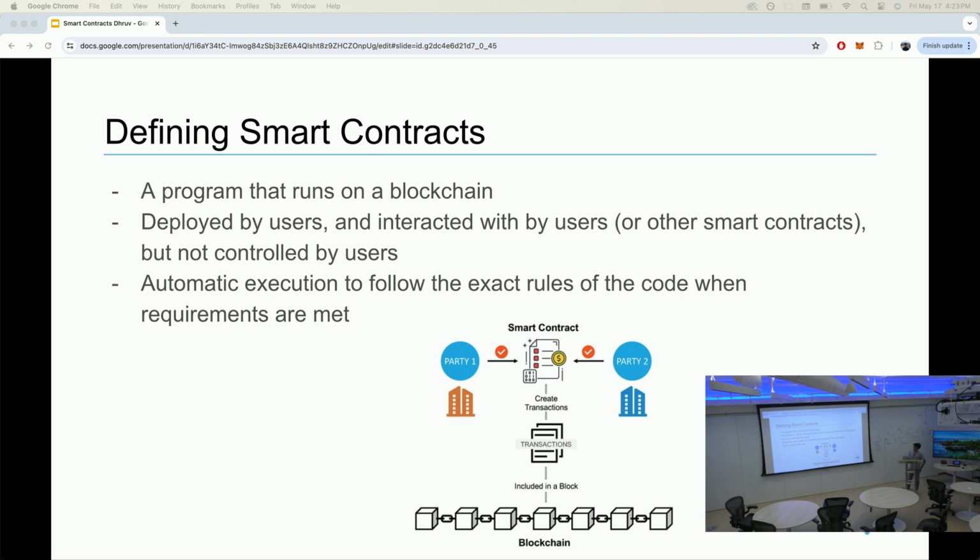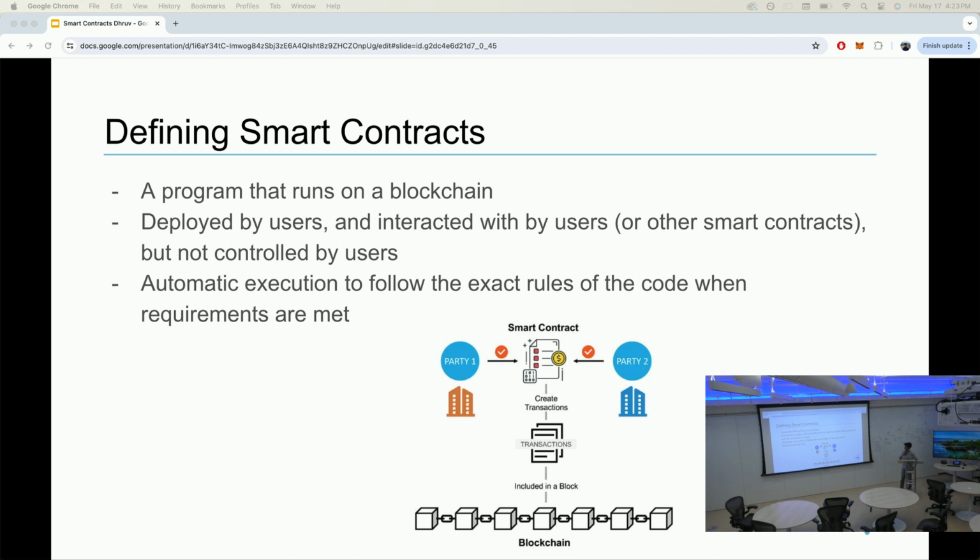Smart contracts also have automatic execution that follows the exact rules of the code if you meet the requirements to run the function. So again, this is just another little visualization of two parties interacting with a smart contract, and then they create transactions. The smart contract creates transactions that get added into the blockchain.